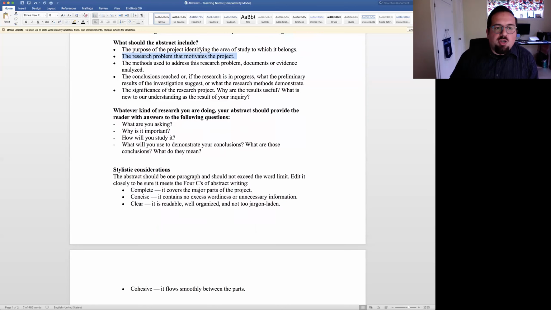Third, the methods used to answer this research. So it uses a comparative framework, it uses interviews, it uses big data, whatever those things are. Fourth, the conclusion, and basically what's the outcome of the research that you did? What's the outcome?